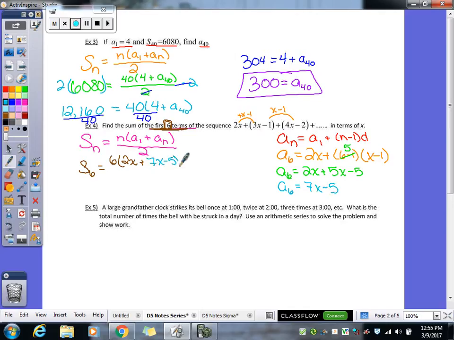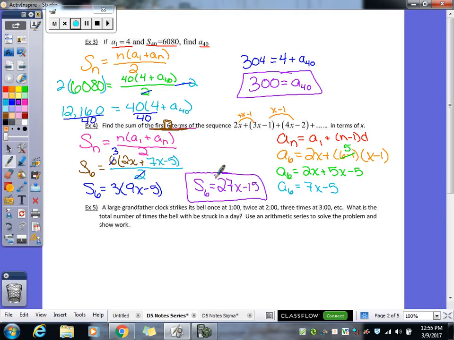So I plug that into my sum formula. Could I divide my 6 and my 2? Yep. That makes that a 3. So I have 3 times 9x minus 5. And then we just got to distribute our 3 and we got our final answer. Get 27x minus 15. So that is your sum in terms of x. That phrase in terms of x just means x is in your answer.